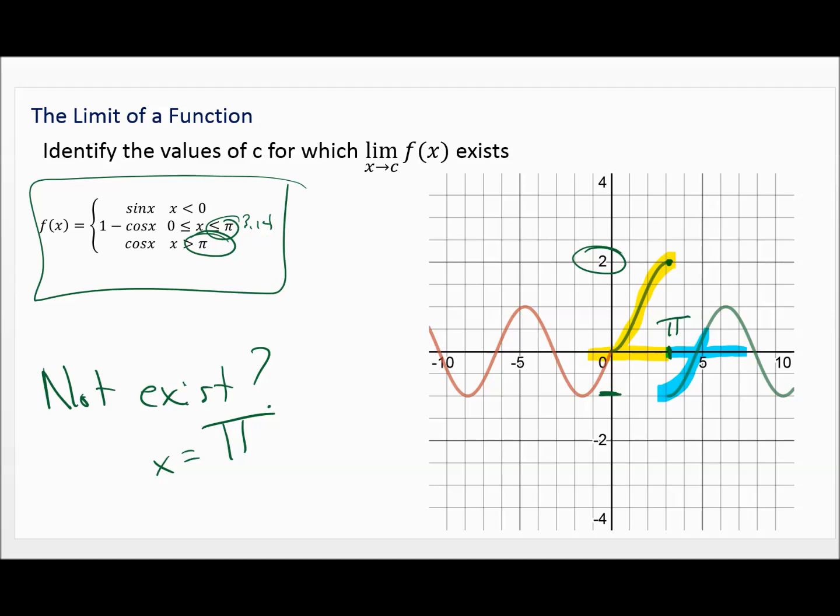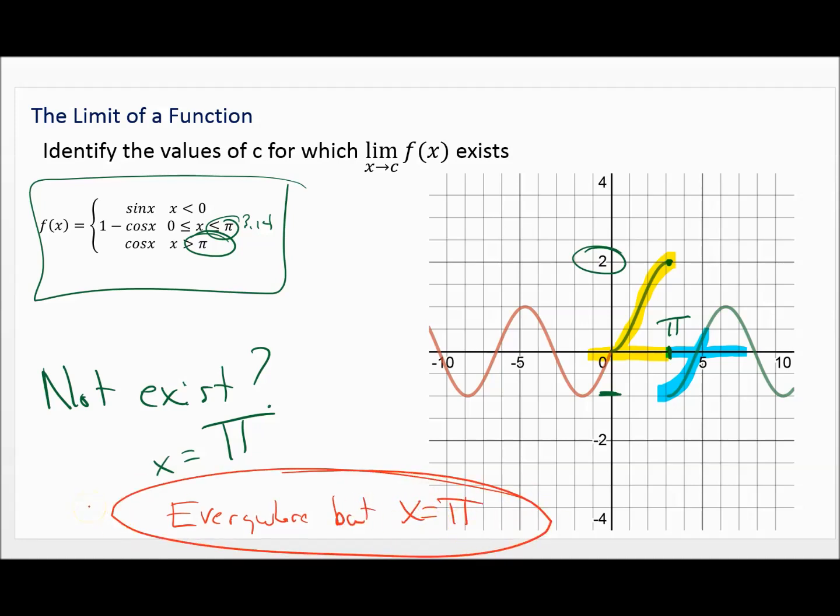Okay? So how would I answer this? It does not exist at x equals pi, but that's not what it asks. It asks where it exists. I would say everywhere but x is equal to pi. So where does the limit exist? Identify the c values. All c values but x equals pi.